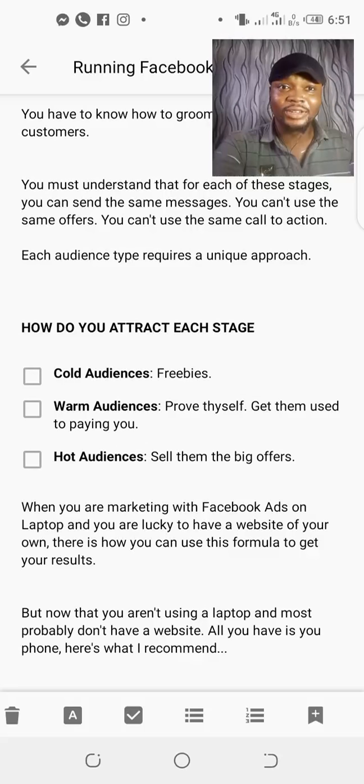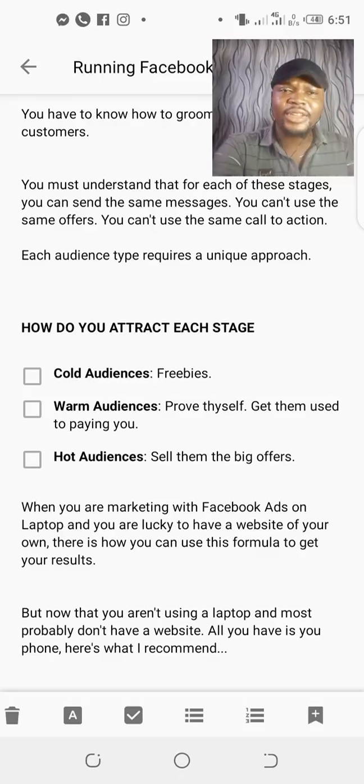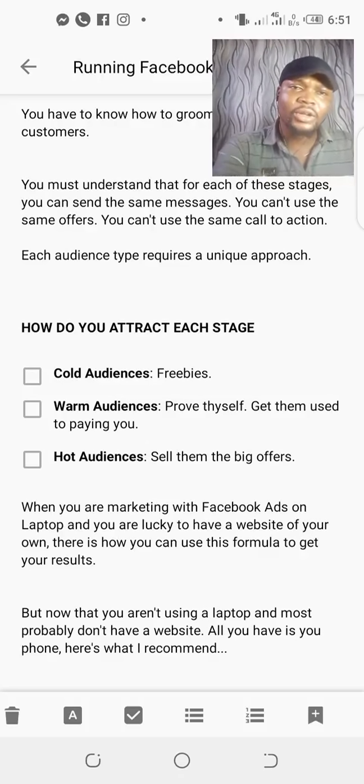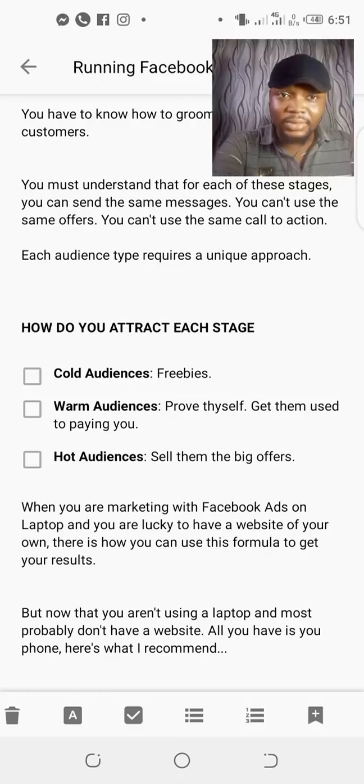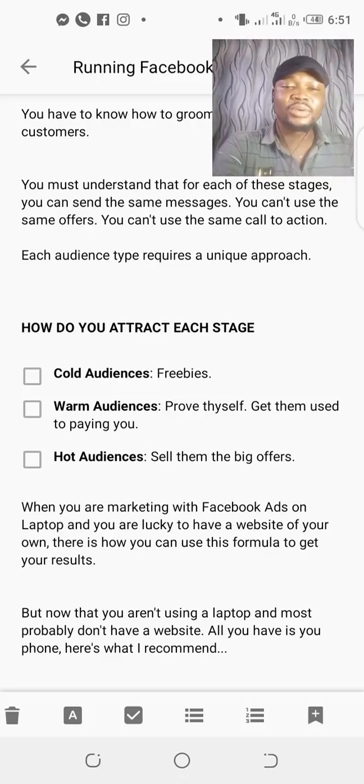Saw Facebook ads. I don't know you from Adam. And then I just saw your Facebook and I say, if the price is 500,000, I go and pay. No, it doesn't work. Anybody in his right senses will not do that. Okay, but it is possible for them to do that if you have taken them through your sales funnel in this sequence. So when you are marketing with Facebook ads, when you're advertising on your laptop, you are lucky to have a website of your own.